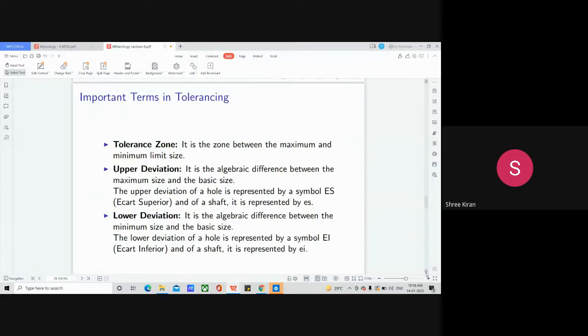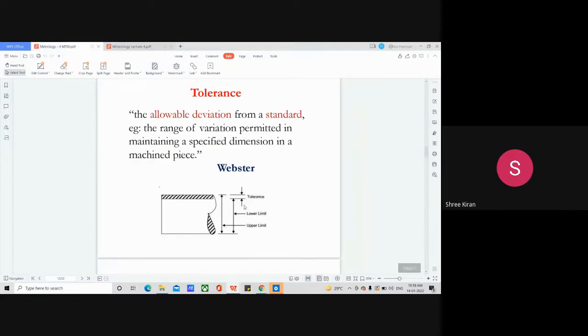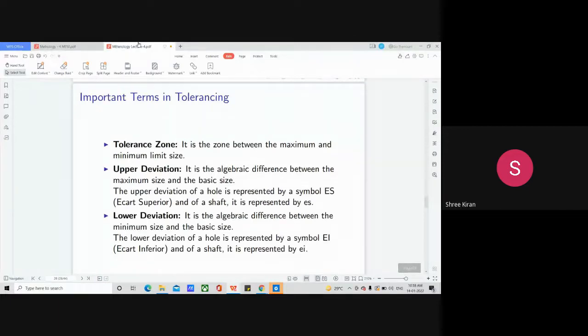We have drawn the figure in the previous slide. I hope you remember upper deviation. This is the upper deviation and the lower limit, but here we name it as upper limit and lower limit. So upper deviation is the algebraic difference between the maximum size and the basic size, and the upper deviation of a hole is represented by the symbol ES, and of a shaft is represented by es.